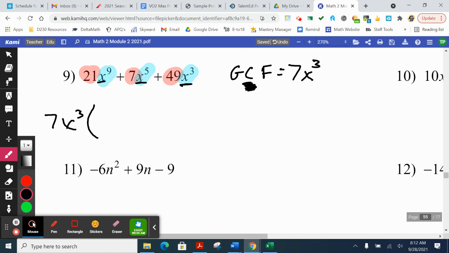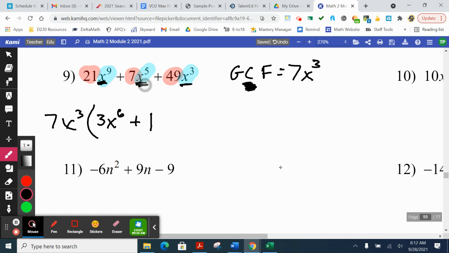And then now we have to think, what's left over? So what would we now have for the remaining terms left on the inside? So first, 7 times what would have given us 21? 3. So this must be a 3. And if I started with 9 x's and I pull 3 of them out, how many do we have left over? Good. So that should be a 3x to the 6th. Then I'm going to do plus. All right, and then 7 times what would have given us the 7? Good. So there's a 1 left over here.